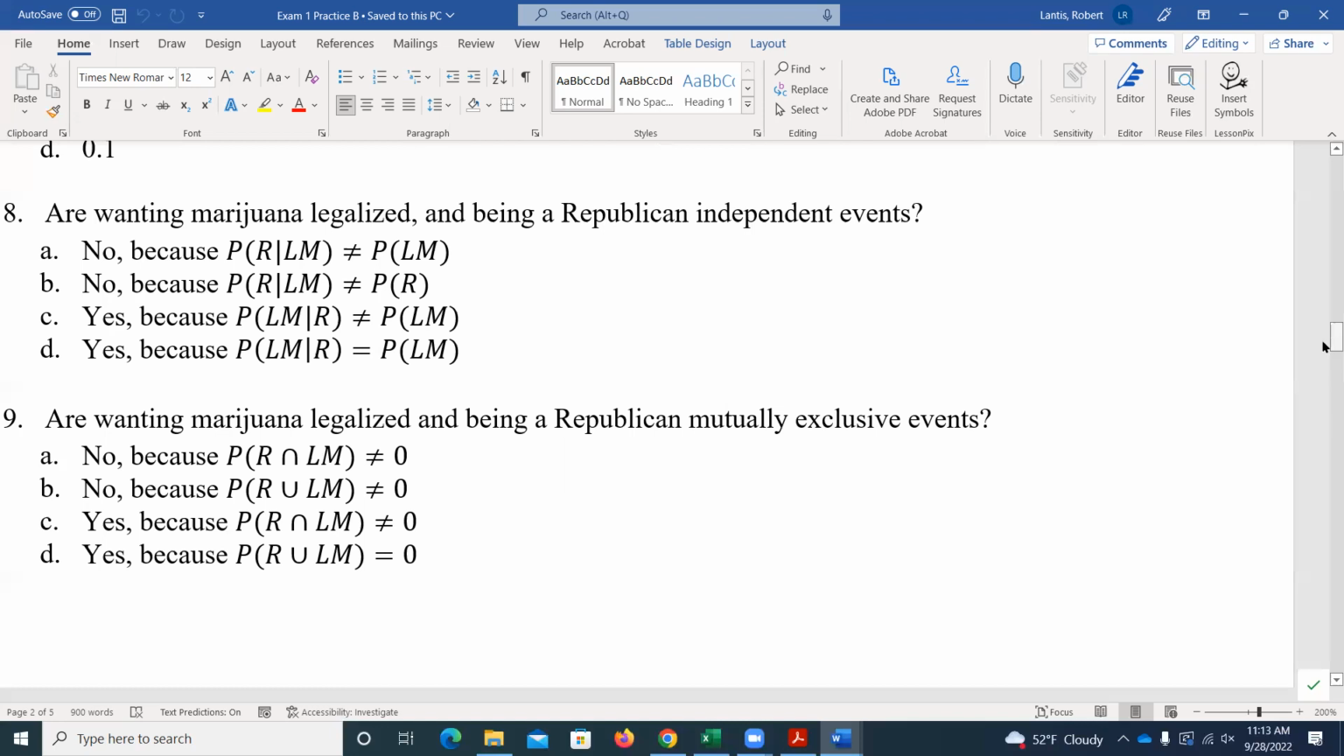So the harder one to check is for independence, right? And you can do it two ways. I'll show you both ways. I'll show you the hard way first, and I think the easier way second. Okay. So I've got being Republican and wanting marijuana legalized.